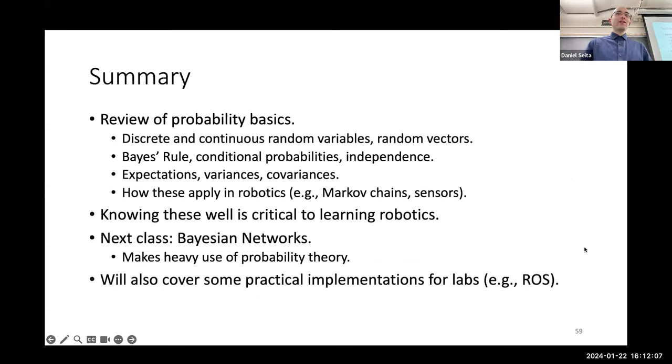So, summary, this is really the summary of the last class plus this one. We covered probability basics, which are very important to know for robotics, especially as it becomes more probabilistic these days. And today we'll be covering Bayesian networks. Before that, we'll cover ROS and other practical stuff.